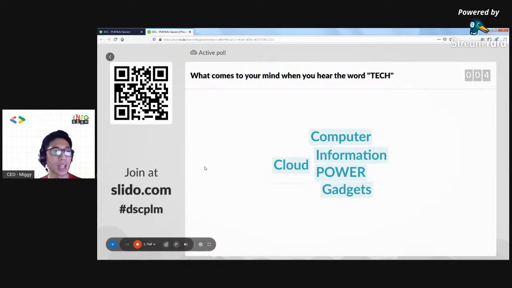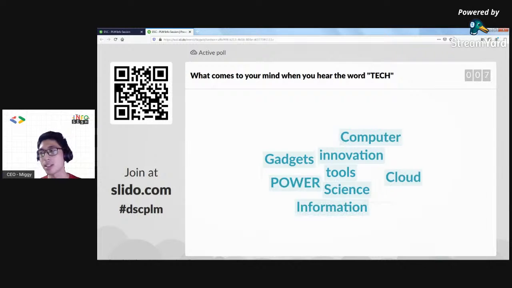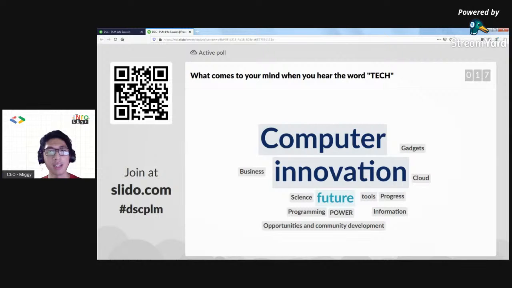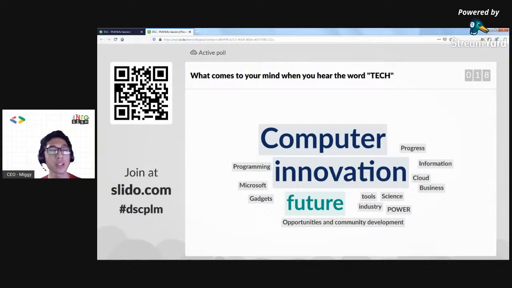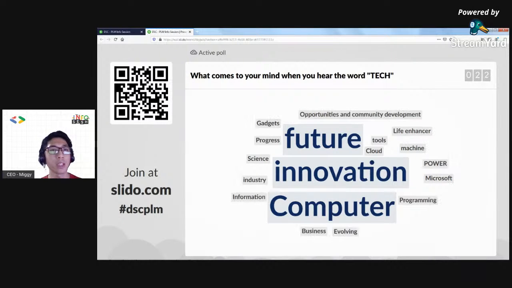So we're around 98 right now. Hopefully, that 98 really shows everyone what the word tech is. So yeah, that's really good. So far we're seeing computer and innovation as some of the common words. So this is a word cloud, which means that common words would be highlighted on our screen for today.